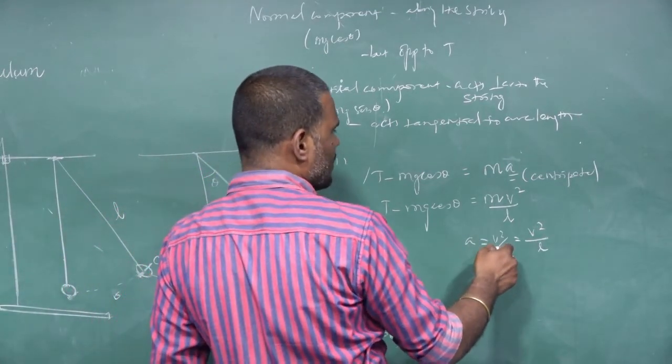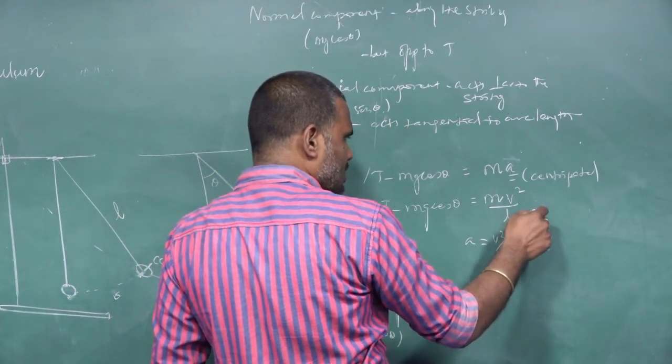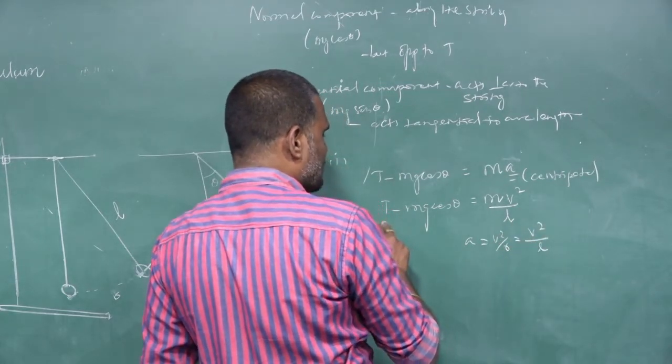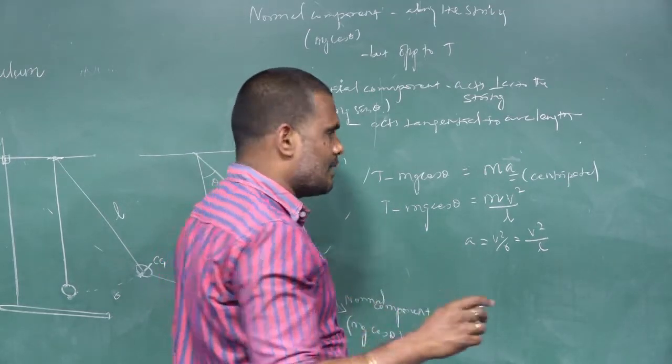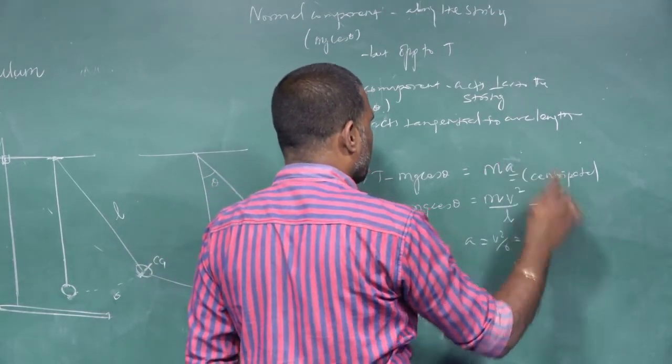So a equals v square by r, and this v square by r is replaced as v square by L. So the expression goes as T minus mg cos theta equals mv square divided by L. This is equation 1.